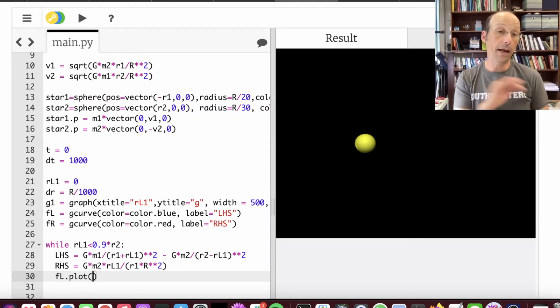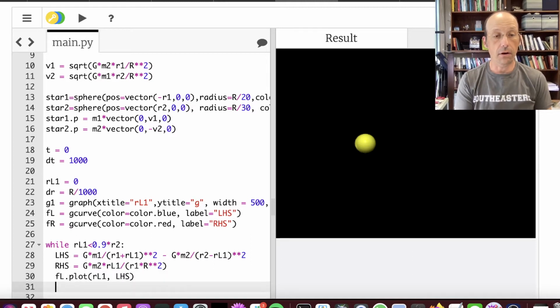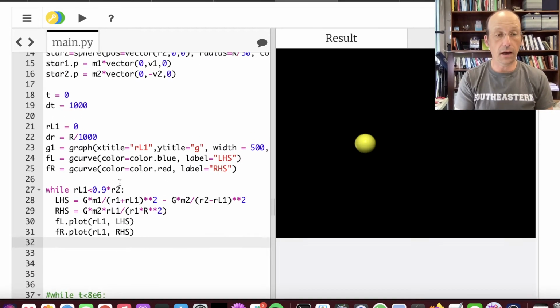Okay, so I'm going to plot my x coordinate, which is going to be RL1, and my y coordinate is going to be the left-hand side. FR dot plot RL1, right-hand side. Now what I need to do is to increase my value of RL1. RL1 equals RL1 plus DR. And then that should work. Maybe. I should save it, shouldn't I?